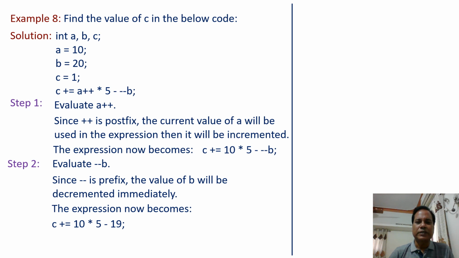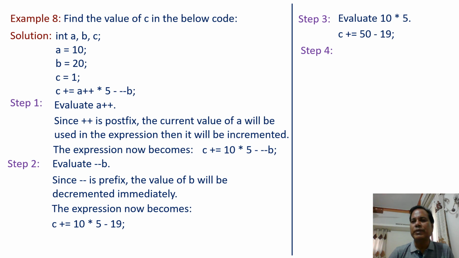And again in this expression, the higher priority operator is the asterisk, that is the multiplication operator. So these two operands are acted on using the multiplication operator. So step 3 evaluates 10 * 5, which now becomes 50. So 50 - 19. So the equation is c += 50 - 19.